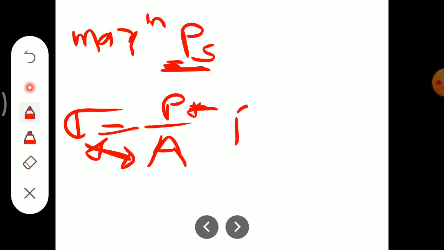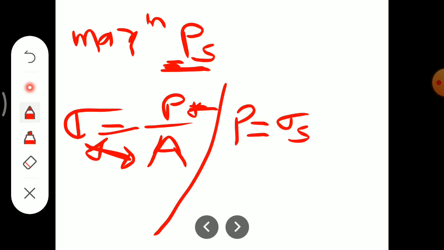I will write here P is equal to sigma shear multiplied by area. Okay, now the shear area is pi into d into thickness.